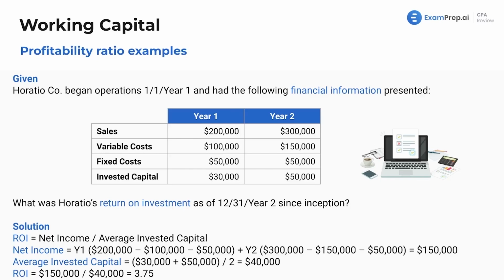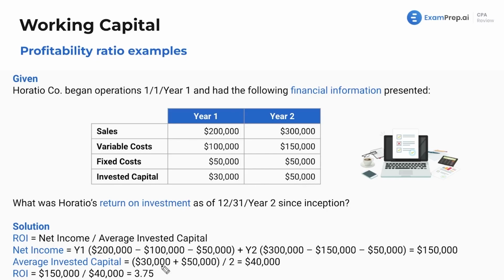We've got some more profitability ratio examples, because what would I be if not the one guiding you through how to answer these? Well, Horatio Company began operations in year 1 and had the following financial information presented. So what is Horatio's ROI as of the end of year 2 since inception? So we've got 2 years of operations to calculate.